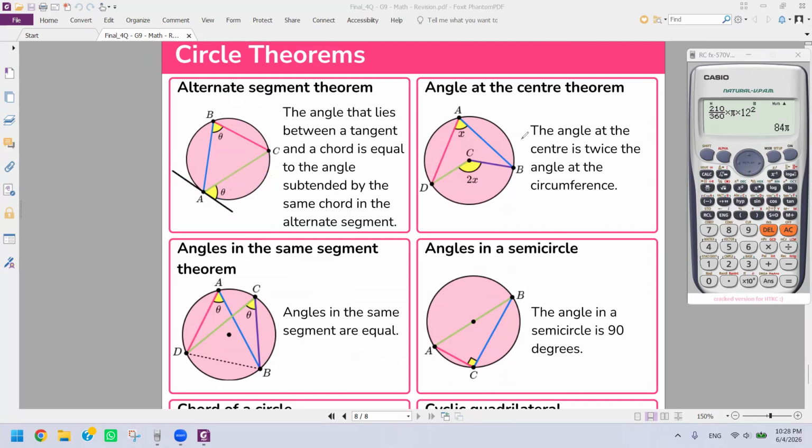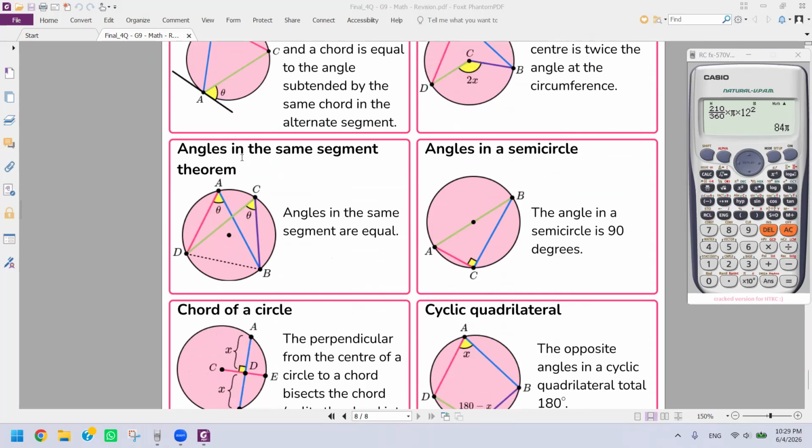Next one, angle at the center is twice the angle at the circumference. Angle on the center is twice the one on the circumference. Double it like it's times 2. But look, these two angles, they have the same arc, which is DB.